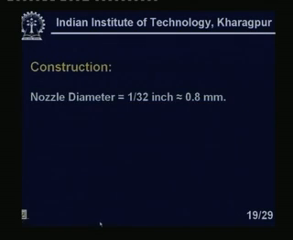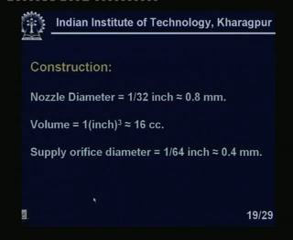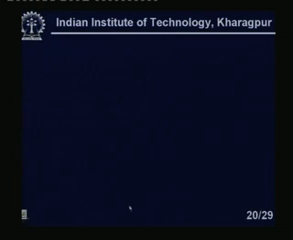Constructions, let us look at. Nozzle diameter is usually 0.8 millimeter. The volume is 16 cc. Supply orifice diameter is 0.4 millimeter, and these are fixed side restrictions. The value of K equals 8000 psi per inch.